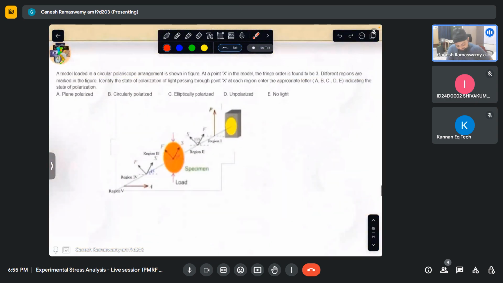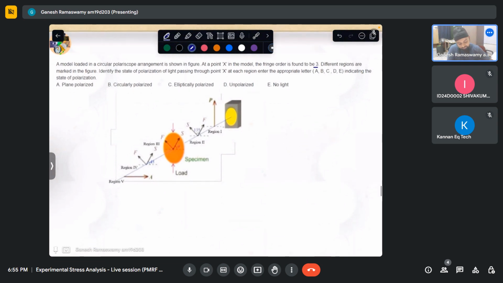Yeah, sorry, we were looking at this question. A model loaded in a circular polariscope arrangement is shown in the figure. At a point X in the model, the fringe order is found to be 3. Different regions are marked. Identify the state of polarization of light passing through point X. At each region, enter the appropriate letter A, B, C indicating the state of polarization.